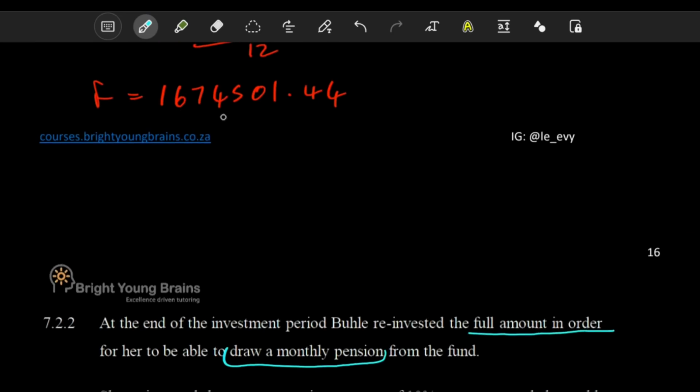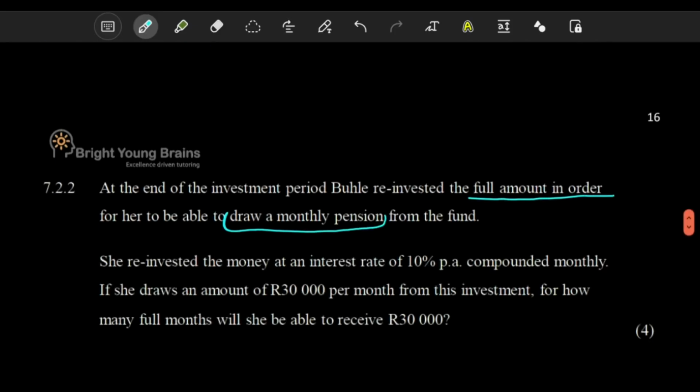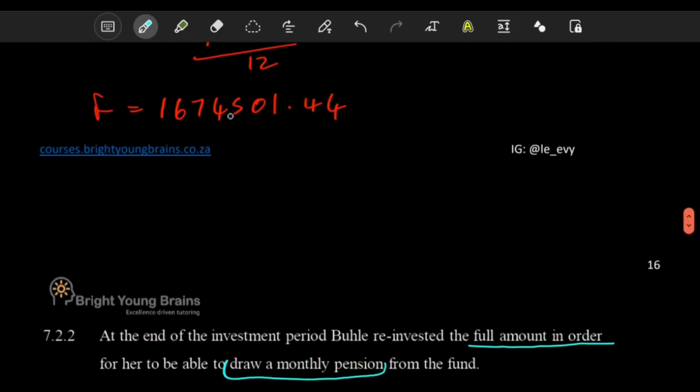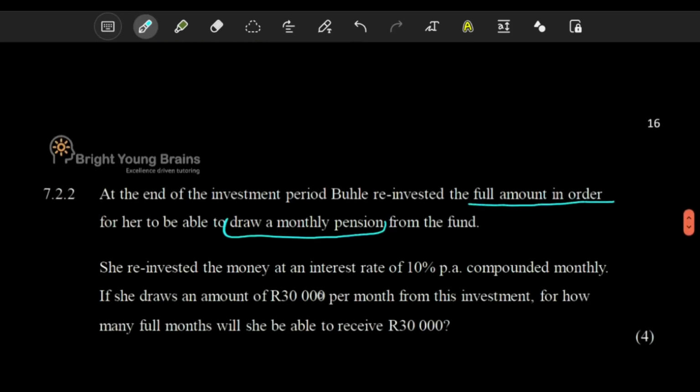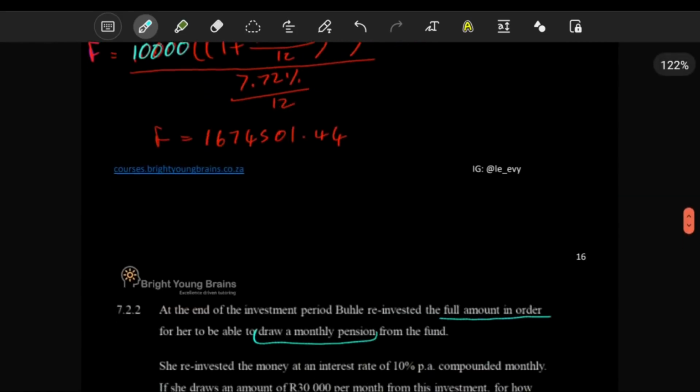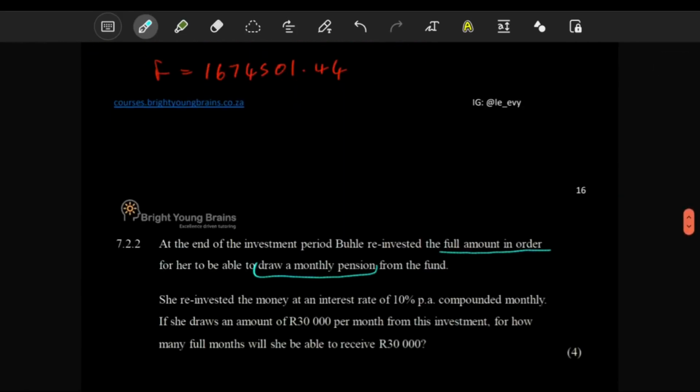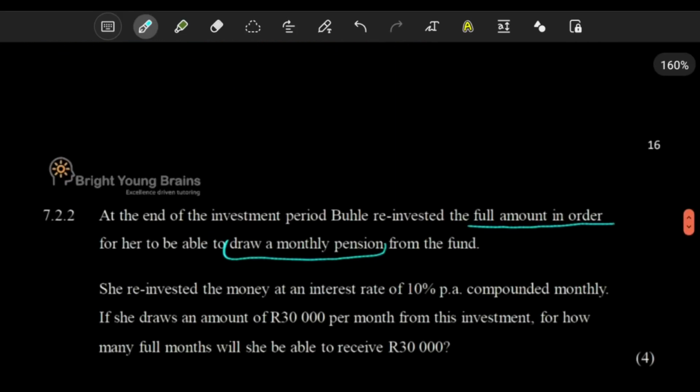of the account. This almost just implies that instead of her making 10,000 Rand deposits into the account, she was now taking money from there eventually. She's just going to leave the money to grow, and then later on she wants to start taking money from there so that she can live off it.